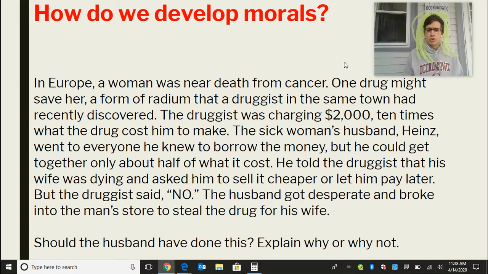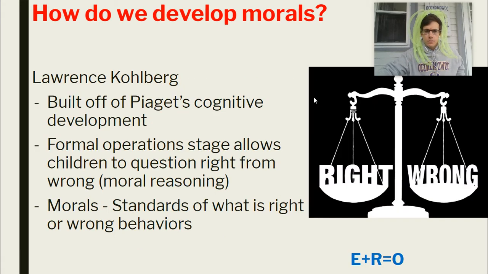So I want you to think about, should the husband have done this? Should he have broken into the man's store to steal the drug for his wife? But the most important part of this is not just should he have done it, but why should he or shouldn't he have done it? What's your rationale? What's your reasoning behind why he should or shouldn't have done that? That Heinz dilemma is what Lawrence Kohlberg used to build his theory of moral development.